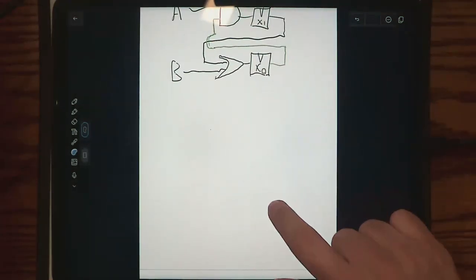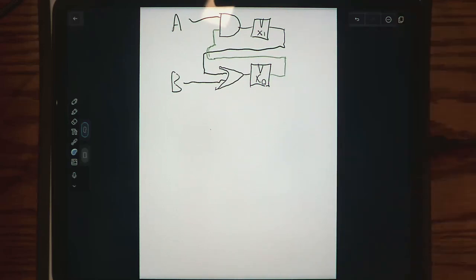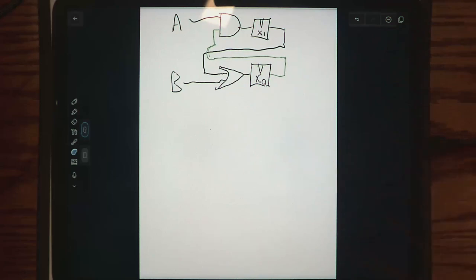So we have two flip-flops. How many possible states can we have with two flip-flops? We can have 4 whole states. Either 0 0, 0 1, 1 0, 1 1. So we have 4 possible states.